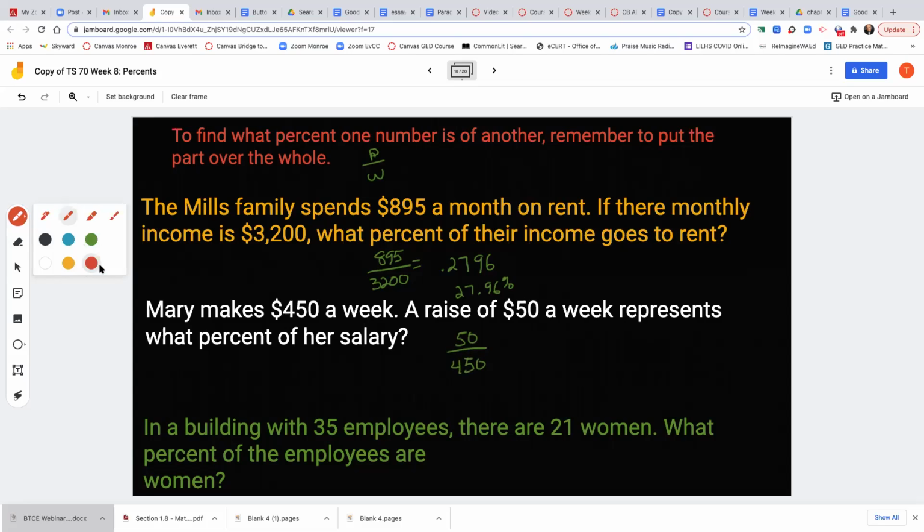Next question. In a building with 35 employees, there are 21 women. What percent of the employees are women? So there's 21 out of 35. If I do that math right there, that gives me a decimal, turn it to percent, I'm done, okay? All right.